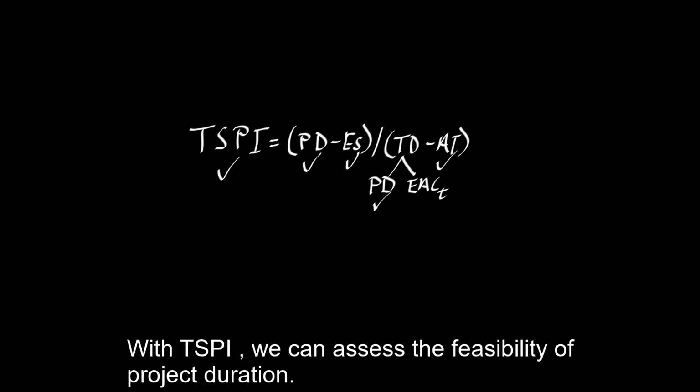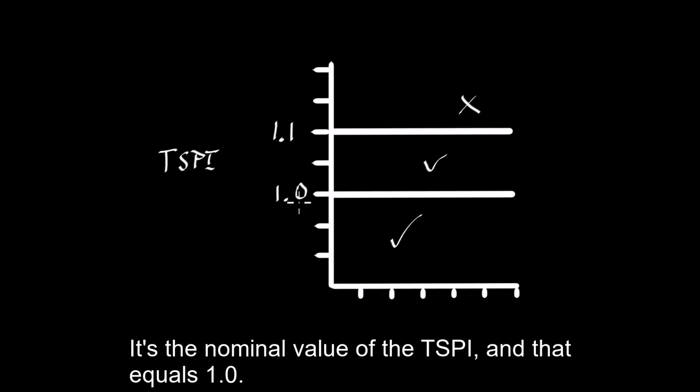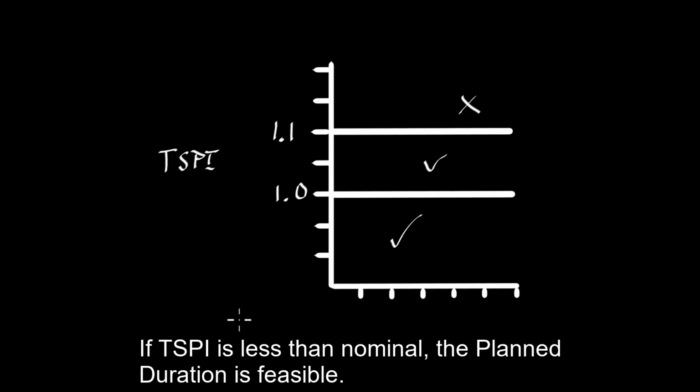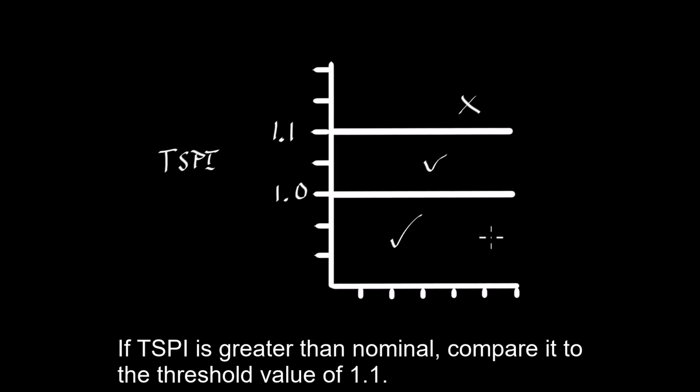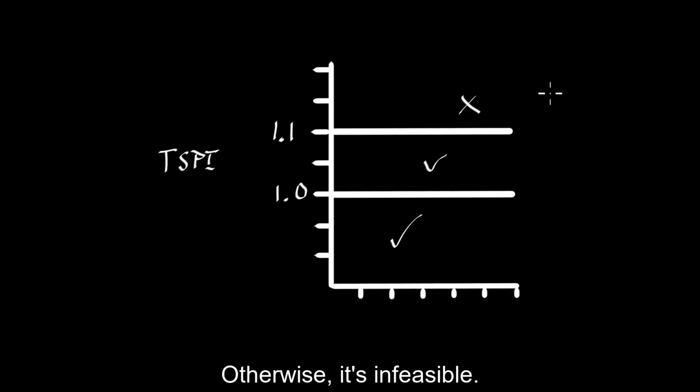With TSPI, we can assess the feasibility of project duration. First, set the baseline. It's the nominal value of the TSPI, and that equals 1.0. If TSPI is less than nominal, the planned duration is feasible. If TSPI is greater than nominal, compare it to the threshold value of 1.1. If TSPI stays below the threshold, the planned duration is feasible, otherwise it's infeasible.